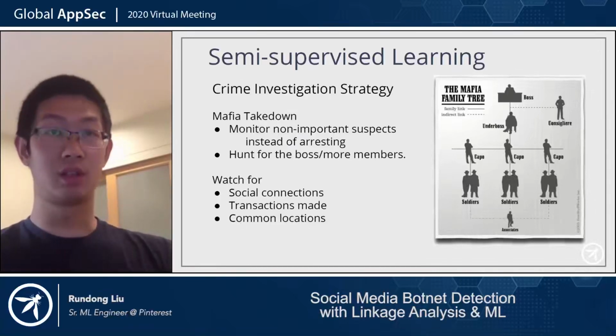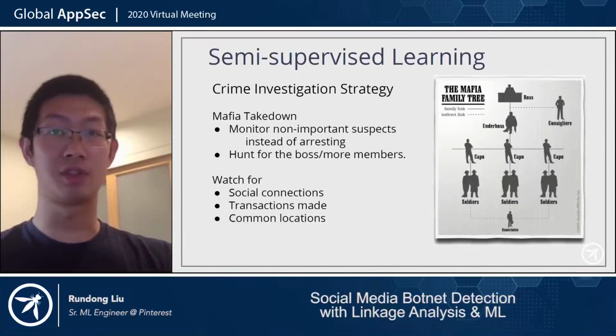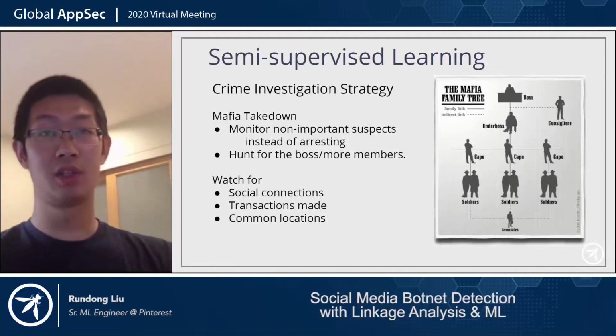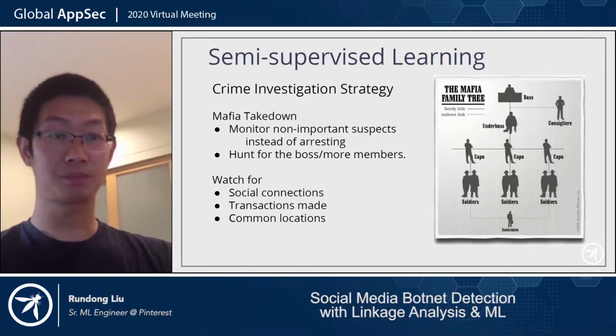Before moving forward, let's take a look at another crime investigation strategy. When we watch mafia-related movies or news, we often notice that during a mafia takedown operation, the FBI or the government normally don't arrest non-important suspects, even though they have collected strong evidence that they are criminals and they can make a charge. But instead, they start to monitor those suspects' behavior and hunt for the boss or more members, and they hope to find out the clear mafia structure so that they can take it down altogether.